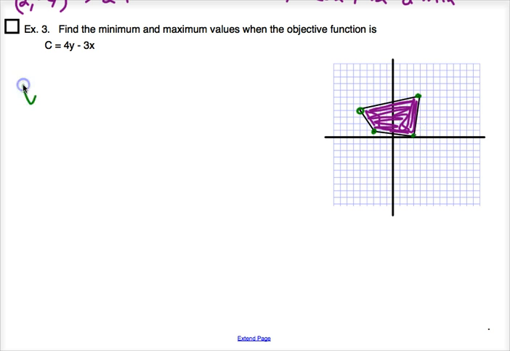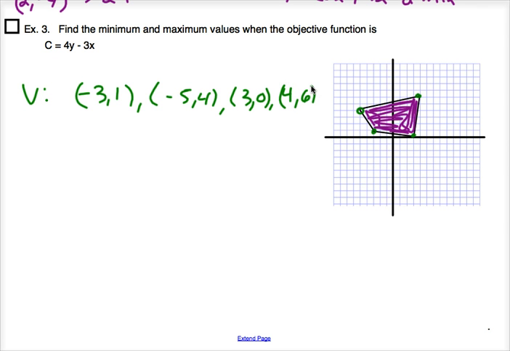The vertices are at -3, 1, -5, 4, 3, 0, and finally it looks like 4, 6. Just double check. Yeah, okay. So we're going to plug those in. One's going to be a max, one's going to be a min because it's bounded. Now I would challenge you at this point to press pause and see if you can get the right answer or not. Come back, see how you did.